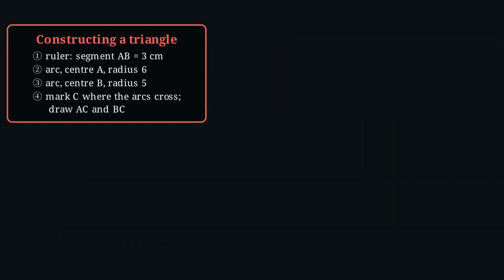Back to the workshop, here's the rescue. Step 1, ruler. Draw segment AB, 3 cm. Step 2, open the compass to 6. Remember the circle's property. Every point of this arc sits exactly 6 from A. Sweep it. Step 3, compass at 5, and every point of this arc sits 5 from B.